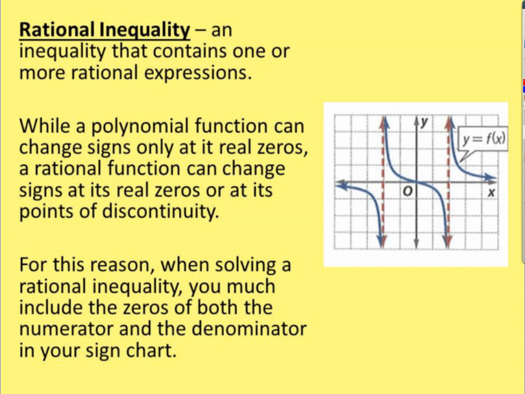Now, a rational inequality is an inequality that contains one or more rational expressions. While a polynomial function can change signs only at the real zeros, a rational function can also change when you have a discontinuity or an asymptote. If you notice, we have negative y values here. We have an asymptote, not a 0, and then it jumps and is positive y values right after the asymptote. So we not only have to worry about the zeros for the one function, we need to worry about the zeros in both the numerator and the denominator when we're making our sign chart.